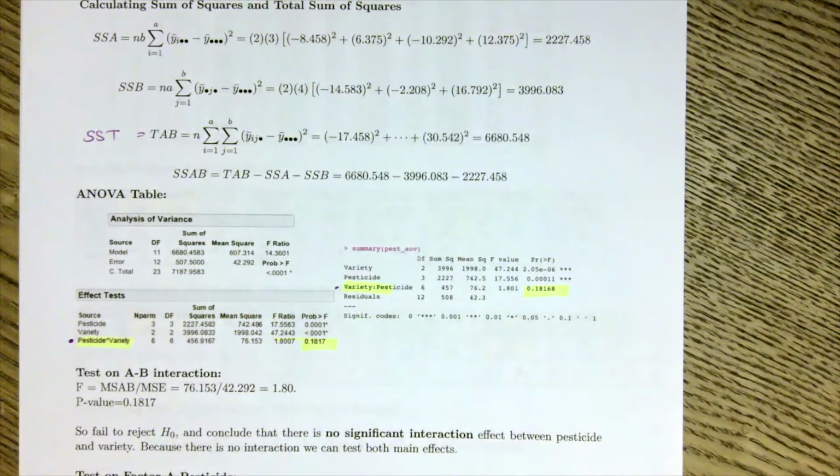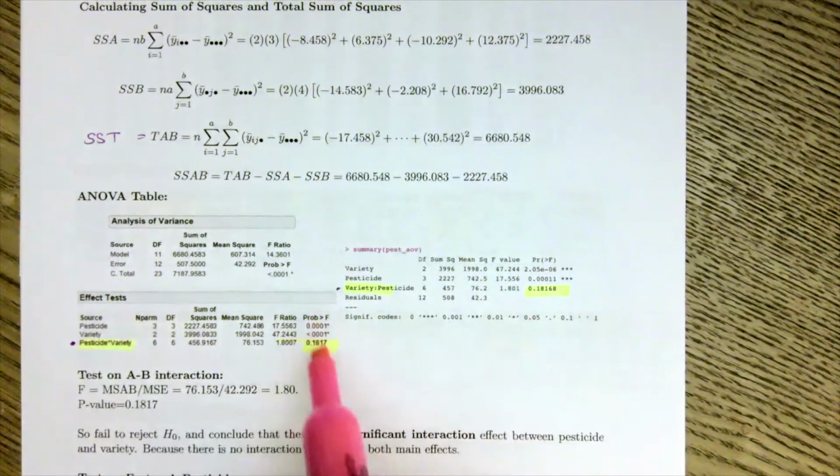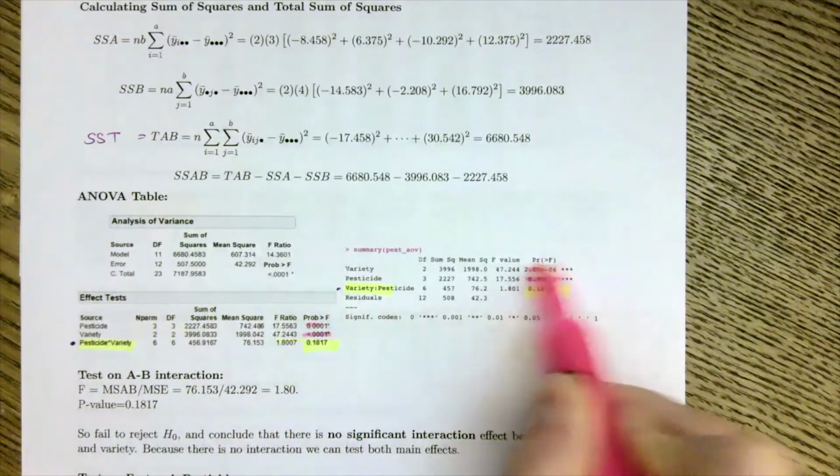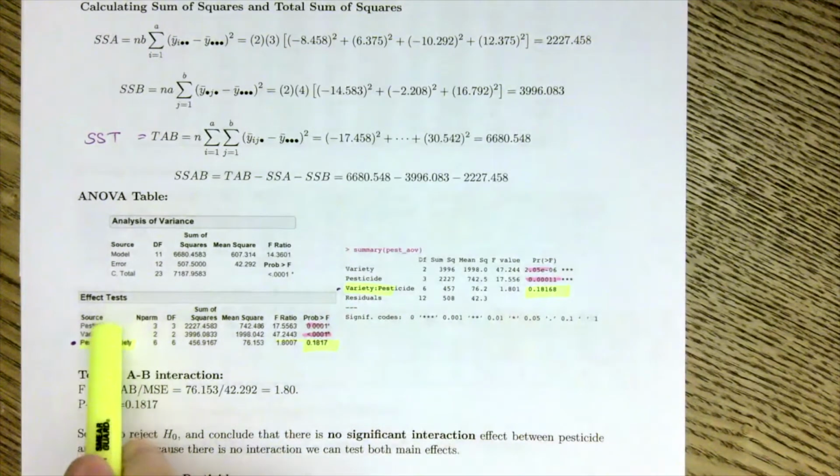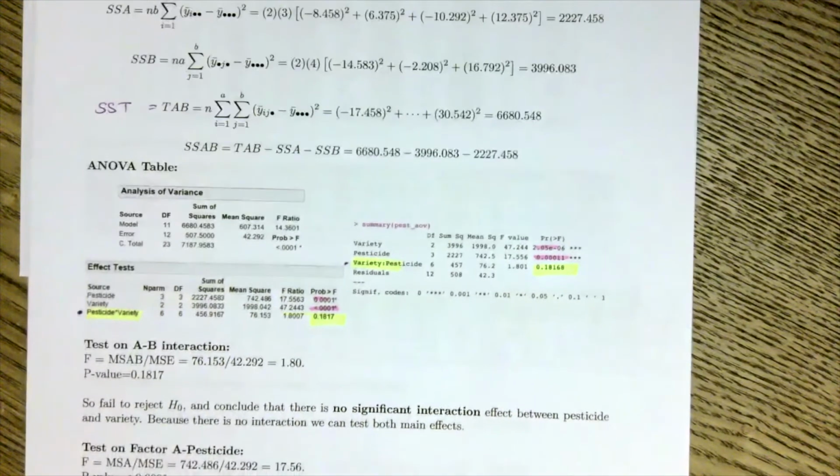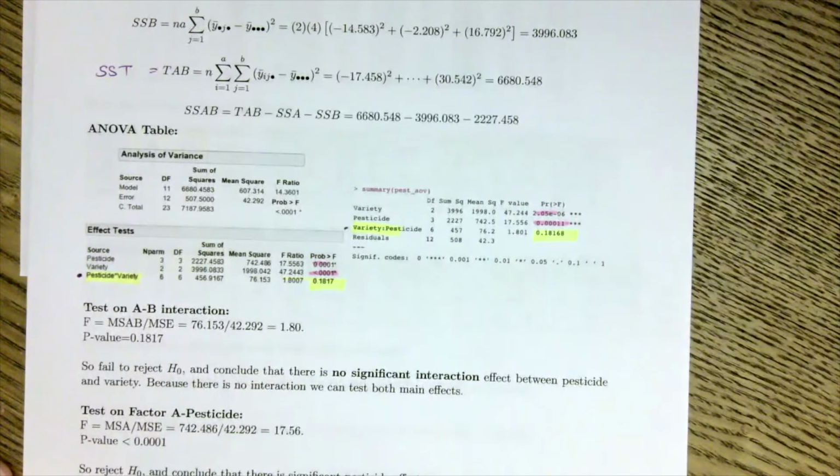We now are going to move to looking at our main effects. The reason we can look at both of these is because both of them are treatments and they are not blocking factors. If they were blocking factors, we wouldn't want to look at them because we wouldn't be interested in testing them. So for factor A, our pesticide, we get an F value of 17.56, a p-value less than 0.001. So we reject the null and conclude that there is a significant pesticide effect. We'd also do the same thing for our variety.